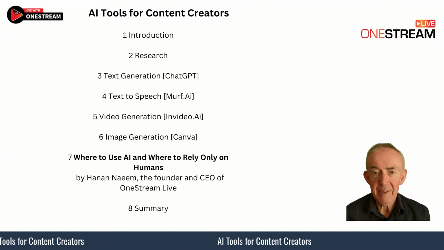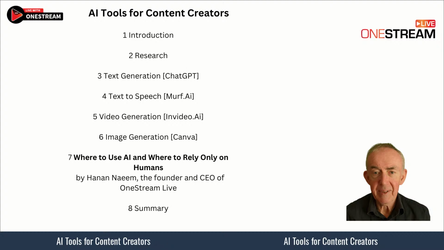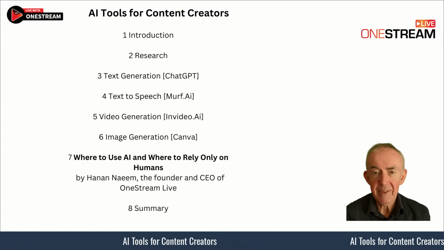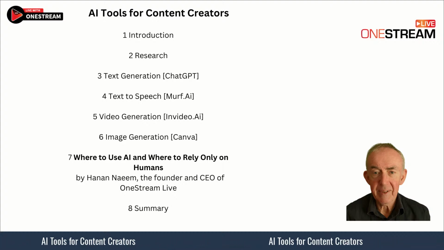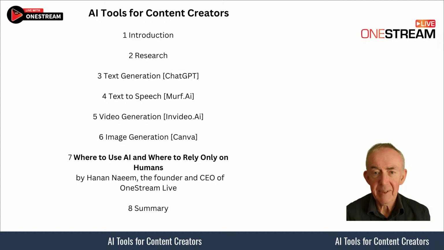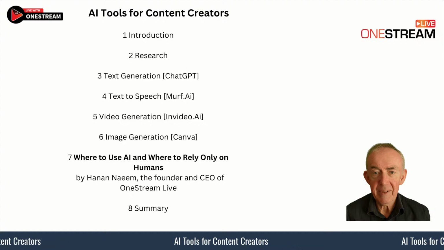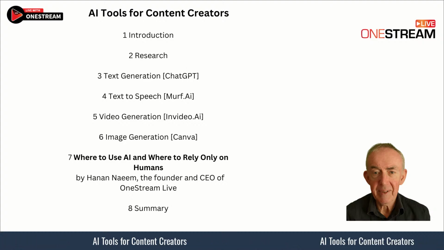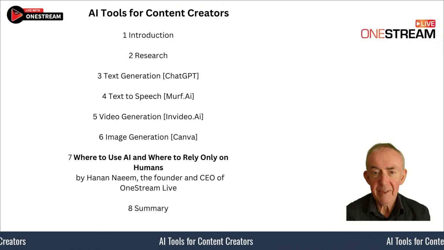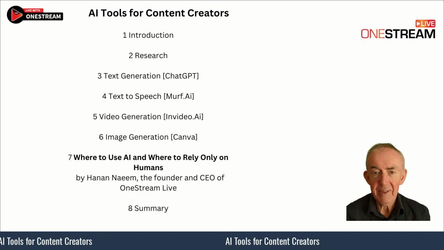And option 7, the 7th thing we're going to talk about is where to use AI and where to rely on humans. And that is an article by Haneen Naeem, the founder and CEO of OneStream Live. And I'm going to post a link to that later on in this broadcast. In actual fact, I can post the link now, then I don't forget. So I'm coming back to my studio. I'm going to post the link and put that link on screen so you can see it.